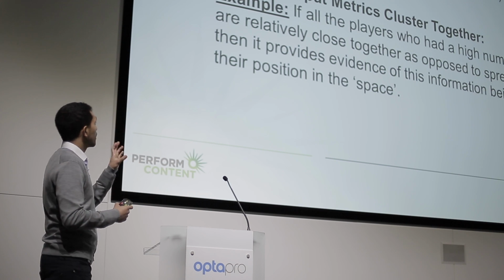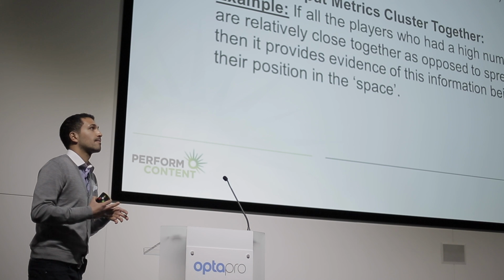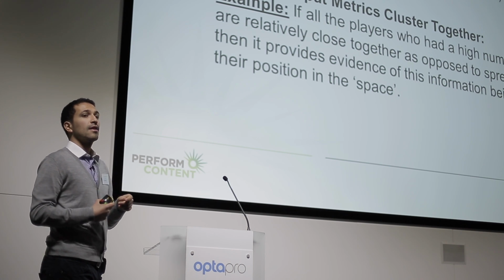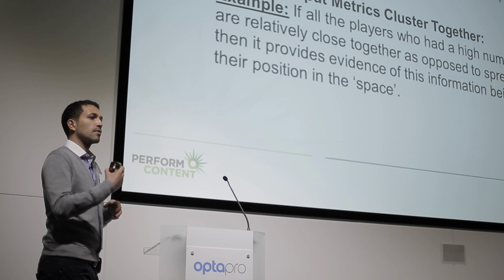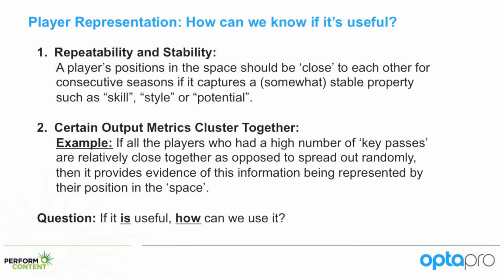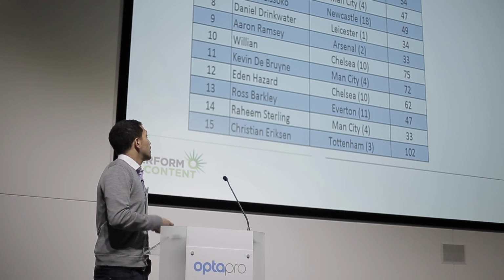So again, if we look at certain output metrics and they cluster together, then we can say something like, we're going to reward a player by his position in that space, because his position in that space tells me something about how he will perform in this output metric. So the question is, if it fulfills these 2 criteria, how are we going to use it? I think it's better to answer through some of the results.